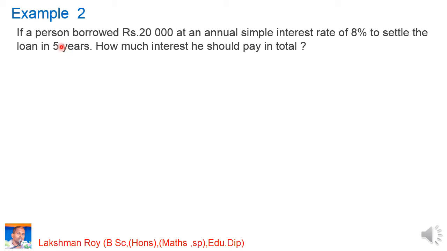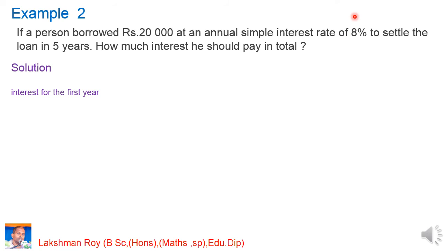So now here, 5 years. What I am going to do is calculate the interest for 1 year, since the annual interest rate is given. Then I can multiply that by 5, and I get the total interest. Understand? Right. Let's see the solution.